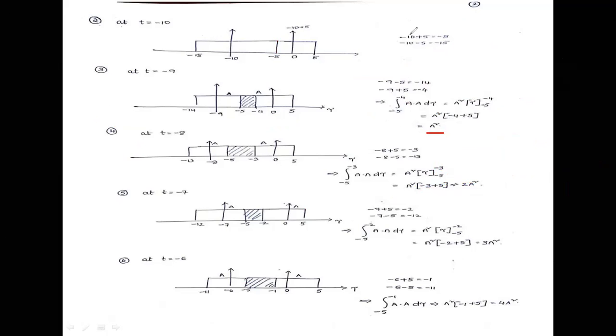Okay, my dear students. Similarly, at minus 8, it still moves towards the right side. From minus 15 and minus 14, now it is minus 8 and minus 5. Minus 8 and minus 5 is minus 13, my students. And minus 8 plus 0 is minus 8, and minus 8 plus 5 is minus 3.